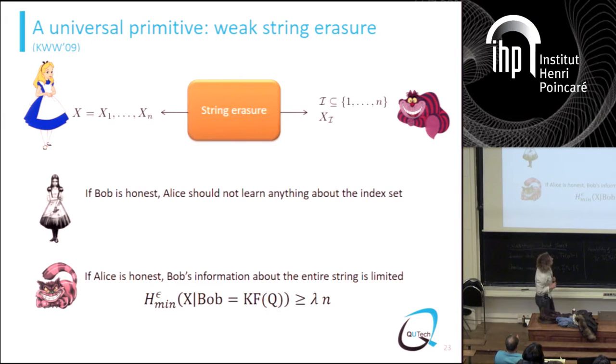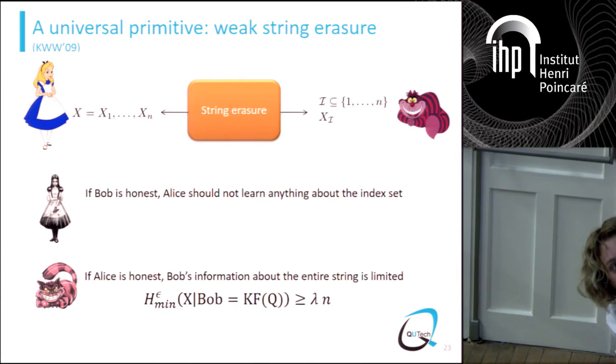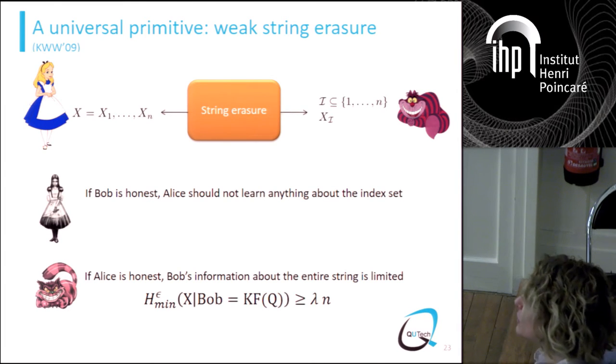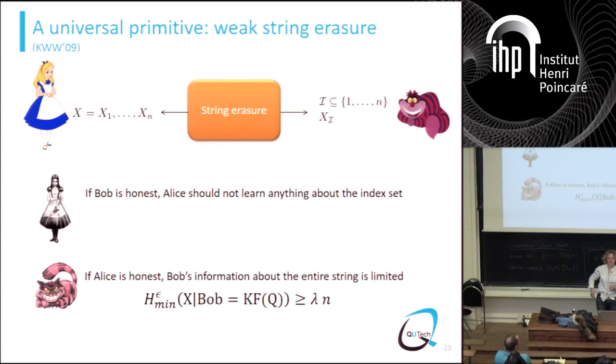So if Bob is honest, then Alice should not learn anything about these index sets, so she does not learn which are the bits known to Bob. And of course, even though Bob can learn a subset, roughly half the bits if these are randomly chosen, nevertheless, his ability to guess the entire string, given whatever classical information, and this is the quantum information from his storage device, is large.